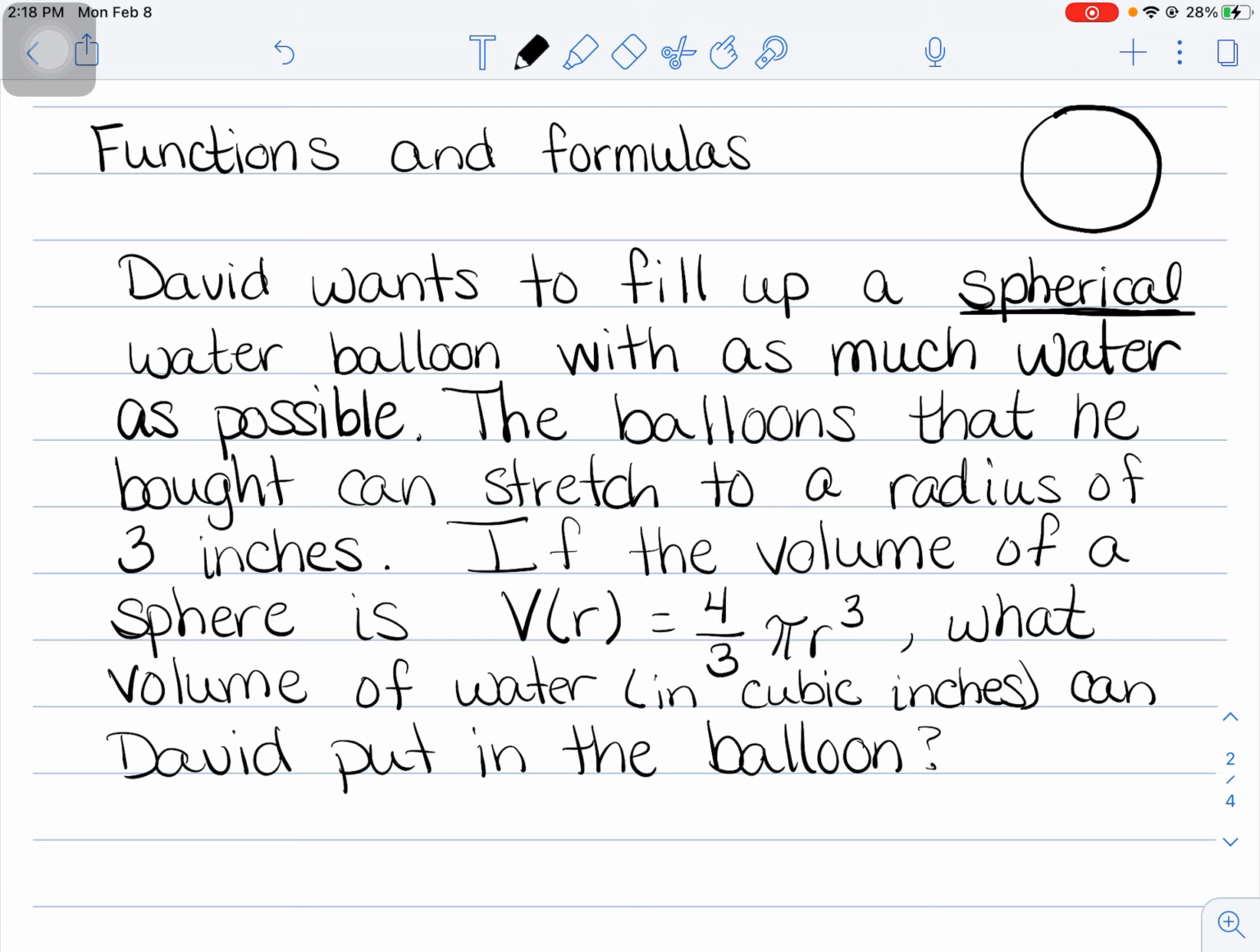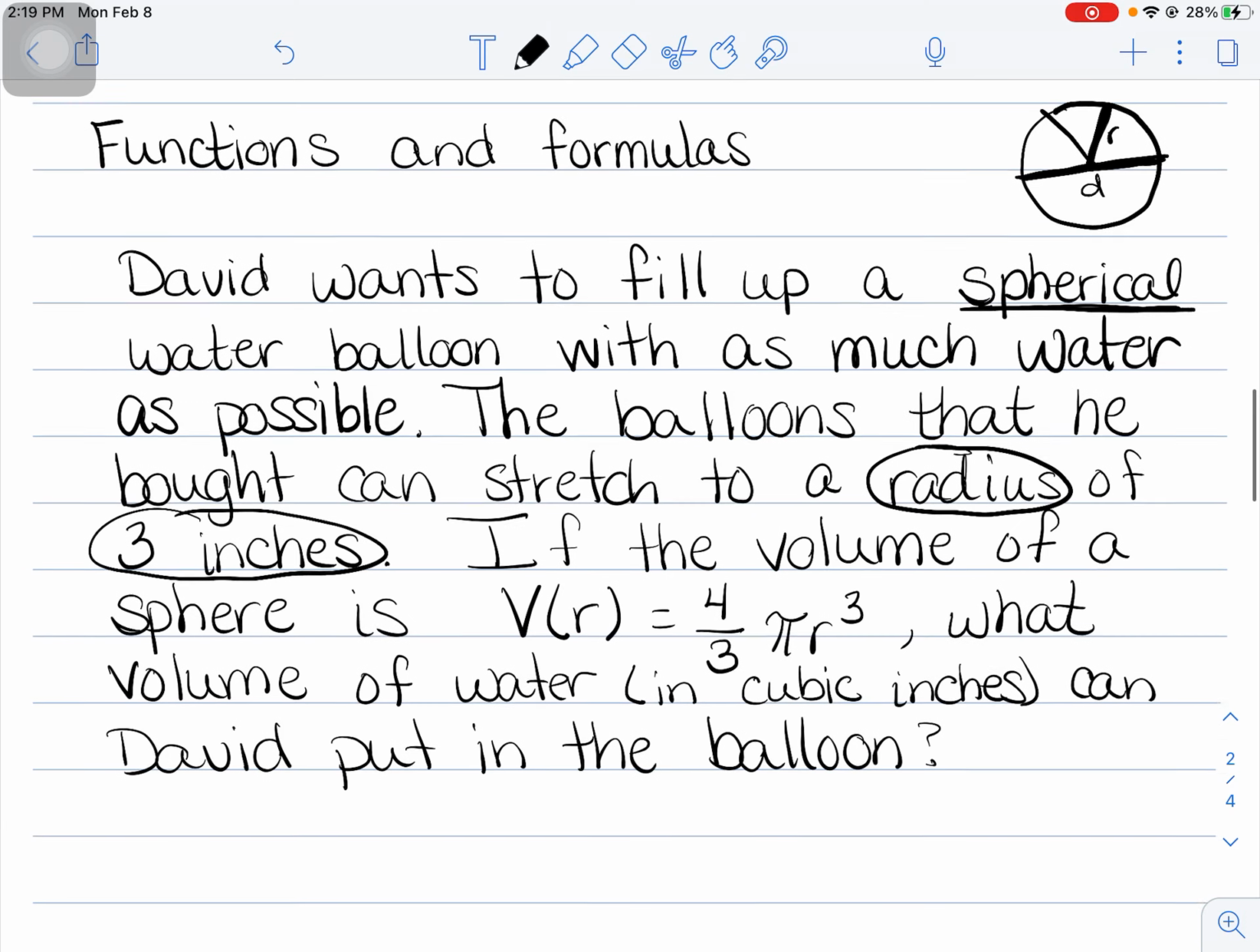And he wants to fill it with as much water as possible. The balloons that he bought can stretch to a radius. So let's remember what a radius is. If we're talking about a circle, we're talking about from the center point to any spot on the circle. So any spot. So from here to here is a radius. Remember, going from one side to the other all the way across, that's diameter. So we know it can do a radius of 3 inches. If the volume of the sphere is the function V of r, it's 4/3 pi r cubed, what volume of water in cubic inches can David put in the balloon?